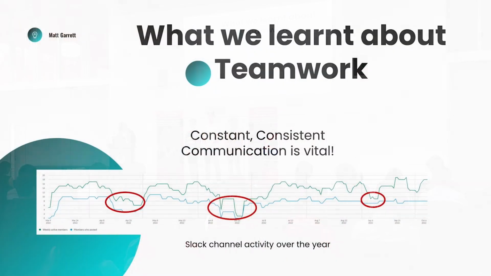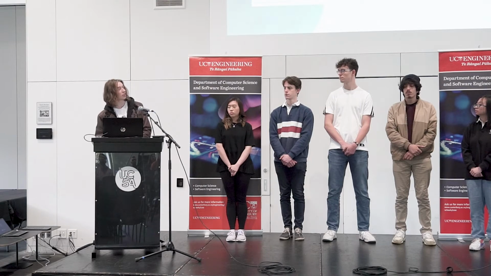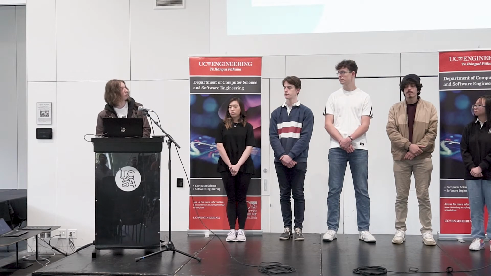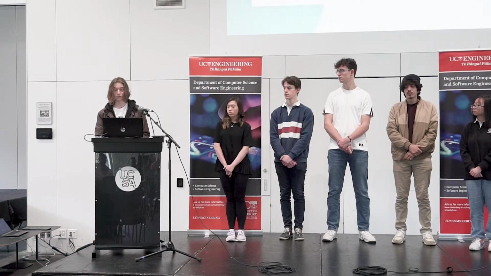So this graph was exported from our Slack Analytics, which is the main communication facilitator for our team in the project. You can observe 3 pretty noticeable dips in communication activity during the course of this project. The times that we had less communication coincided with our worst sprints during the year, which can be observed from these burn down charts. The first 2 drops in activity led to sprints ending with only 15% and 9% of the promised features delivered, while the last sprint broke major areas of our application that were previously working.